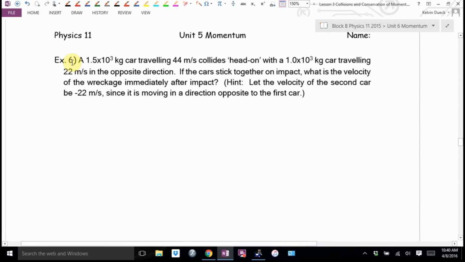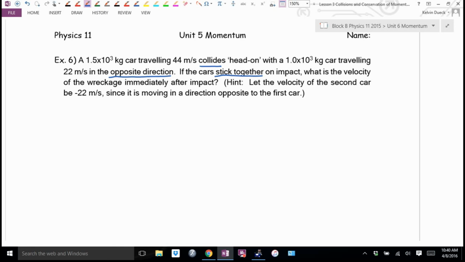Let's do actual word questions now. Here we go. Example 6. A car traveling collides head on with another car traveling in the opposite direction. If the cars stick together on impact, what's the velocity of the wreckage immediately after the impact? Instead of a comic strip, the words will be pretty obvious.